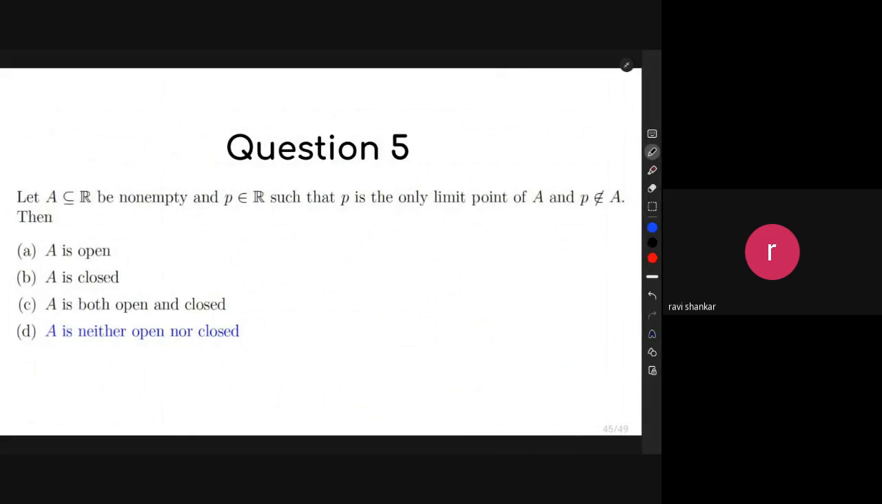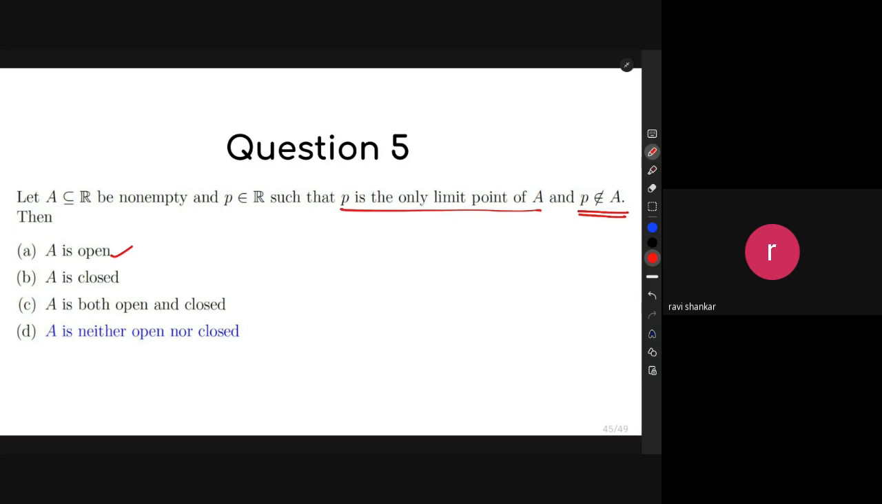Okay, so we discuss this question number 5 then. Let A be a non-empty subset of R and P is in R such that P is the only limit point of A and P doesn't belong to A. So P is the only limit point of A and P is not in A. So what can you say about A? Is A open? No, A is not open.